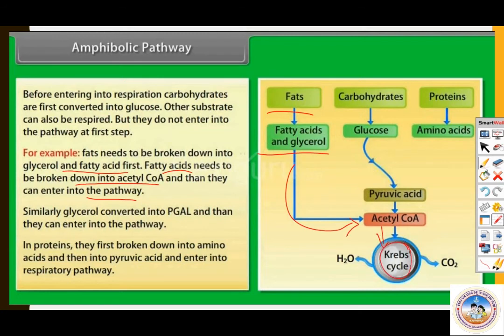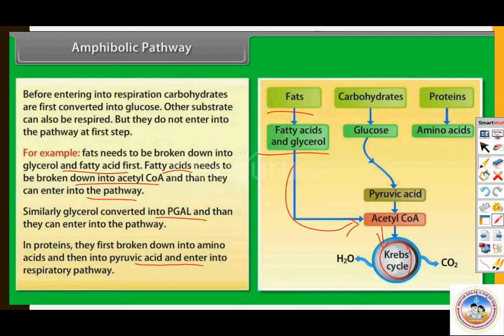Similarly, glycerol is getting converted into PGAL and then can be entered into your pathway, depending on your glucose. Am I clear to you? So glucose, glycerol, whatever is present, is converted into what? PGAL, phosphoglyceraldehyde, and then it enters into your pathway again. In proteins, it is first broken down into amino acids and then it enters into your pyruvic acid and then into your respiratory pathway. So this is nothing but your amphibolic pathway.